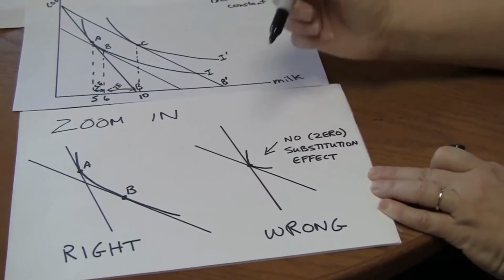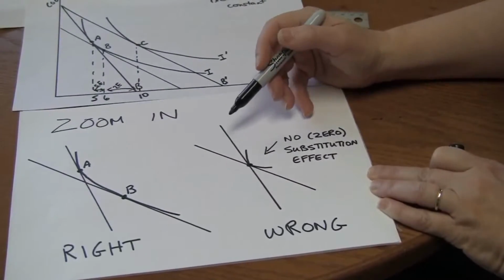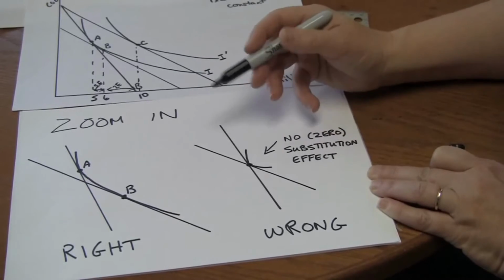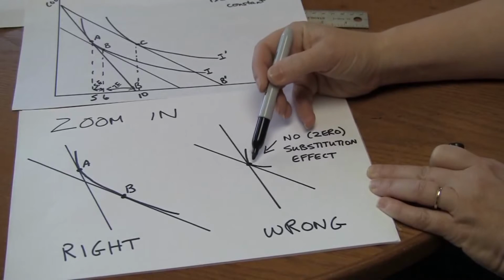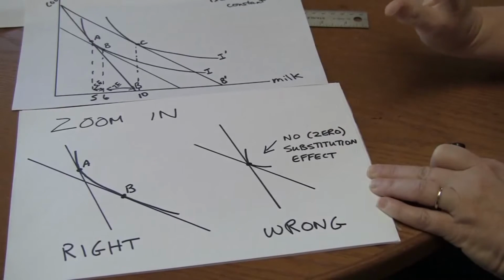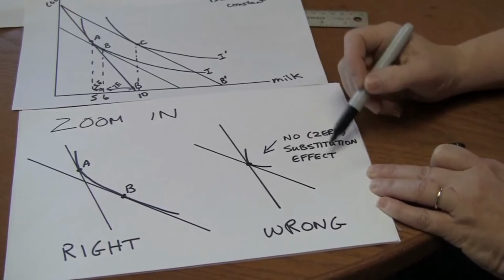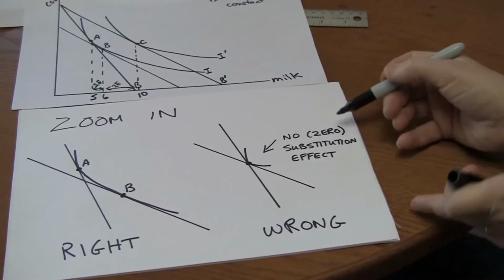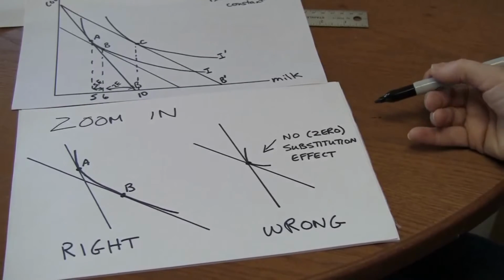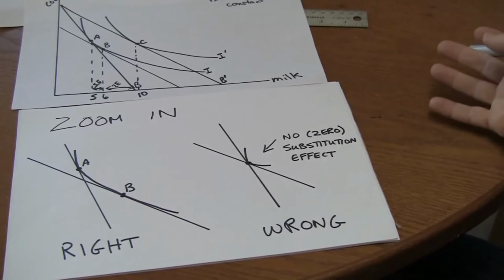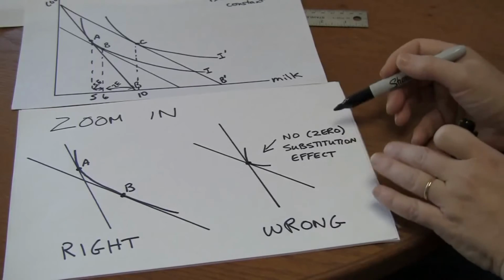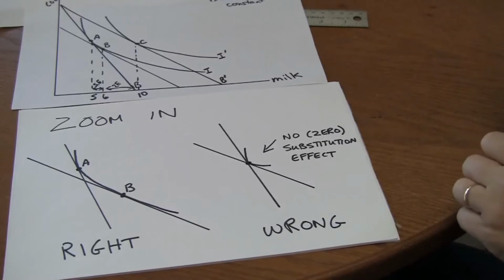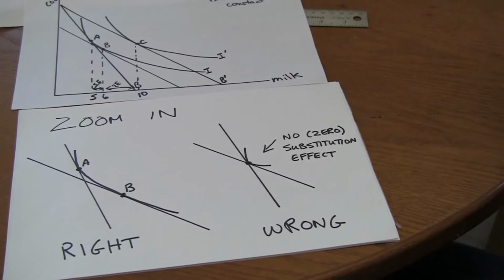The most common mistake that people make when drawing income and substitution effects is to have the indifference curve tangent at the point where the budget lines cross. That's a problem because here you have no substitution effect at all. I mean, sometimes you might want to have a zero substitution effect, but if you're trying to show a positive substitution effect, you're not going to get very far with that.